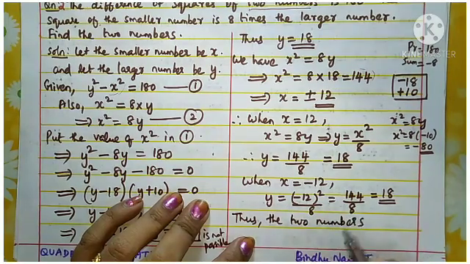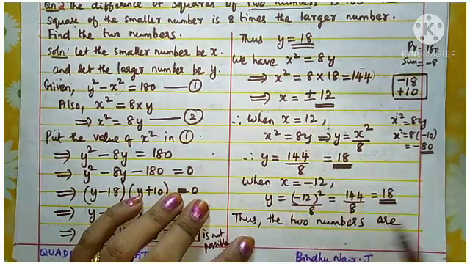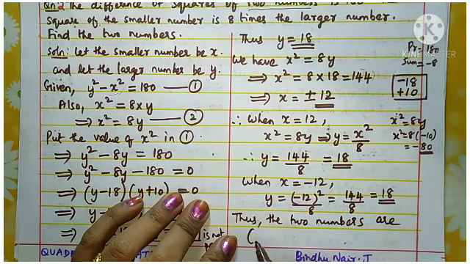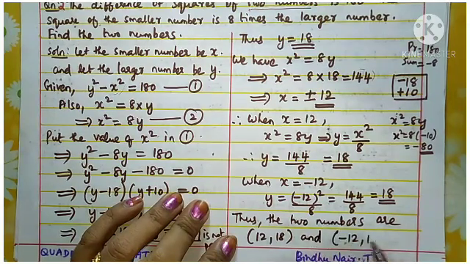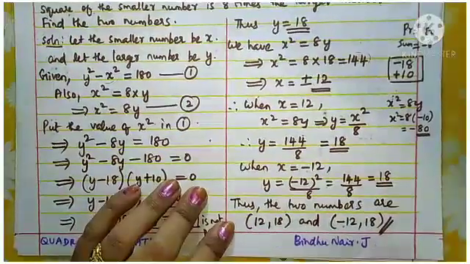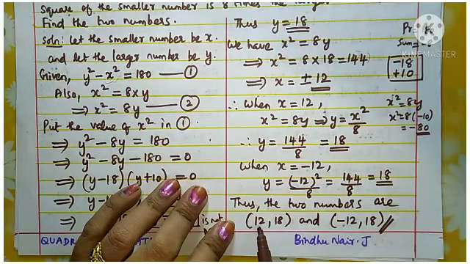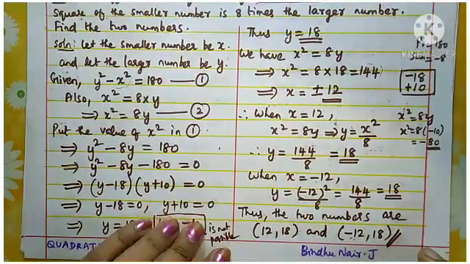Okay. So thus the two numbers, we want to find the two numbers. One is a smaller number and one is a larger number. Okay. So we got two pairs. First one is 12 and 18 and minus 12, 18. Okay. So these are the two different answers. See, one is a smaller number, one is a larger number. Here also one is a smaller number, one is a larger number. So these are the two different numbers from this question.